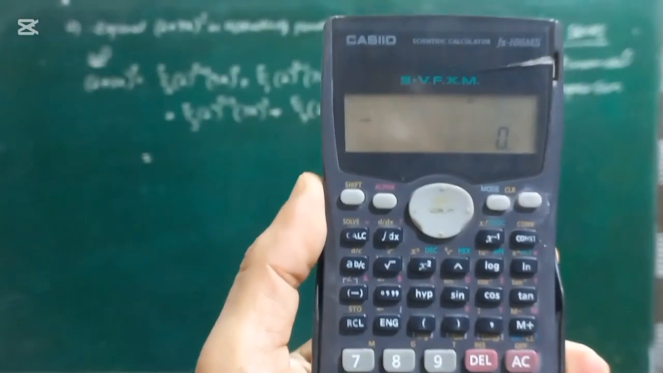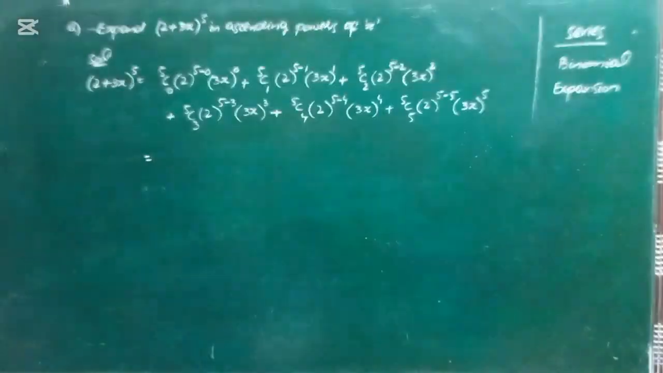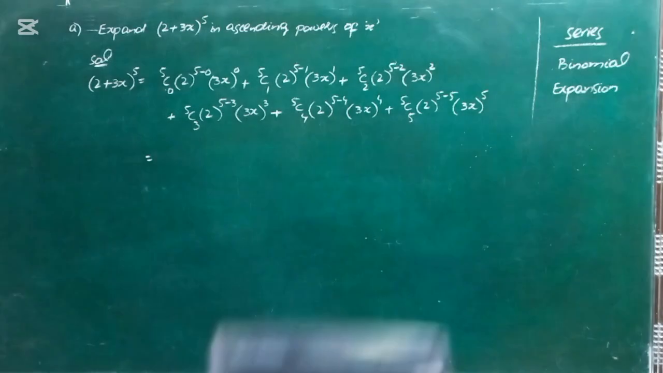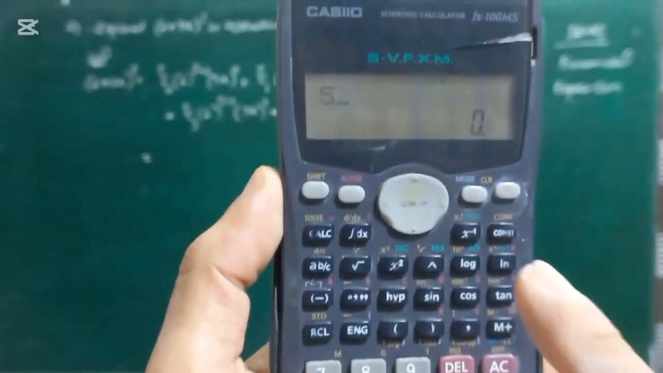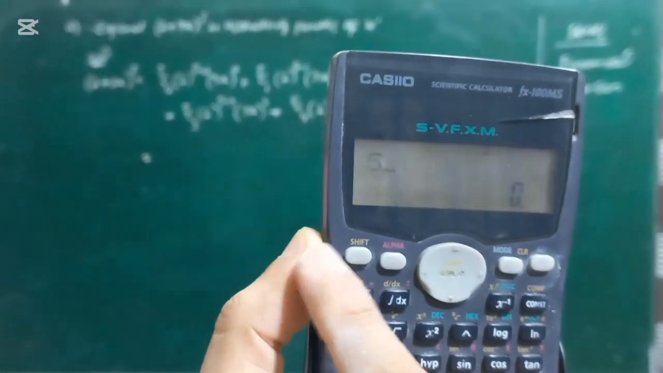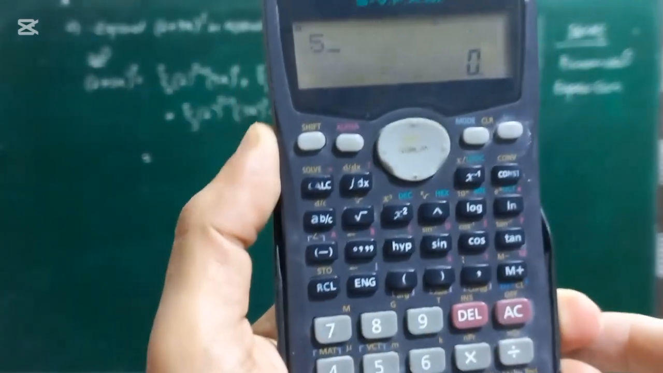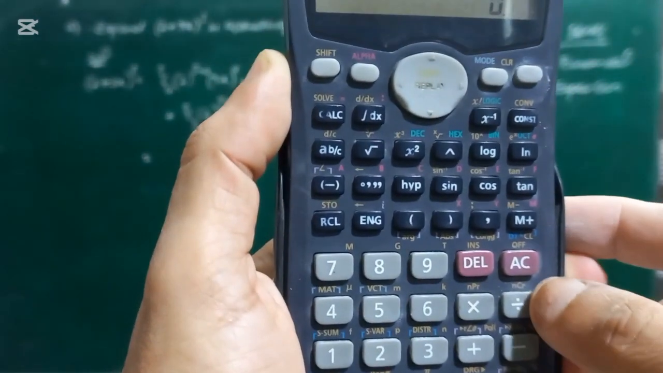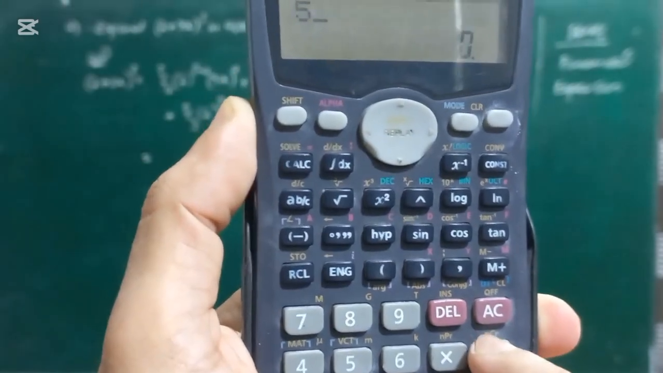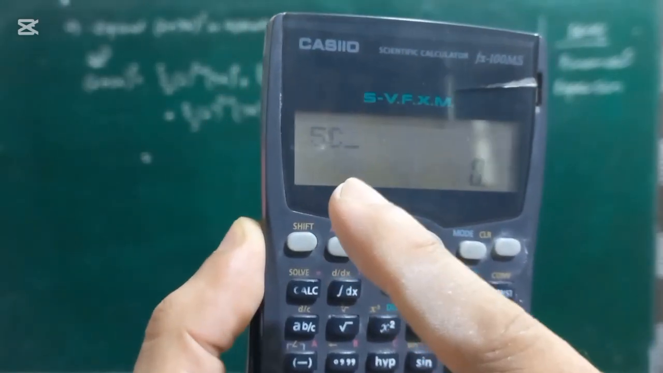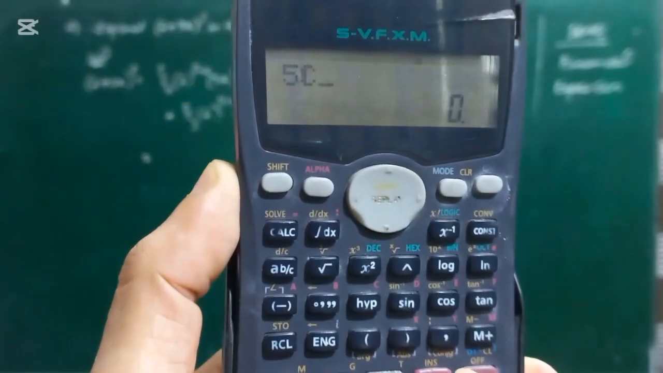Here is the calculator. So look now at the board. First value was 5C0. So you have to press 5. Look at the screen, there is 5. Then shift. And here is the button of nCr, that is at the division. So shift division should be placed.